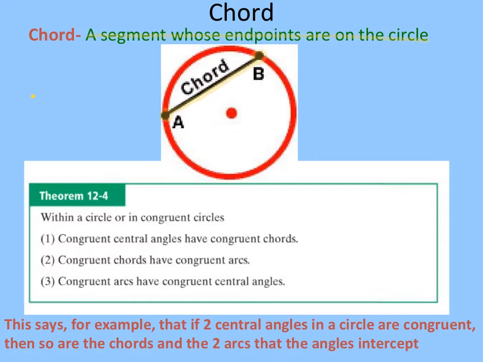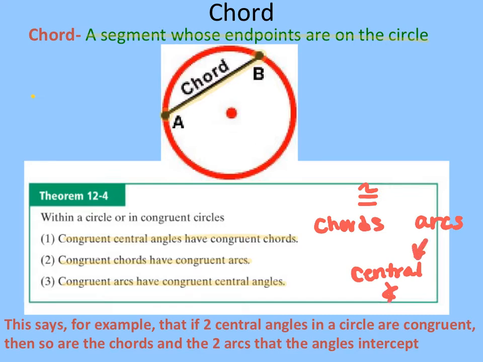Now the theorem below tells us that within a circle or congruent circles, congruent central angles have congruent chords, have congruent arcs, and congruent arcs have congruent central angles. So essentially it's telling us that if we have congruent chords, arcs, and central angles, these all work together and mean that they are all congruent to each other.